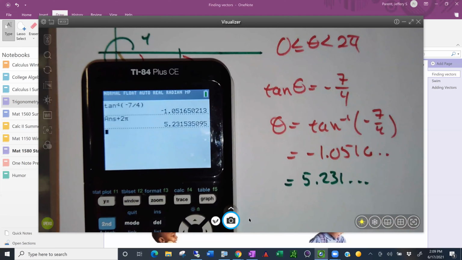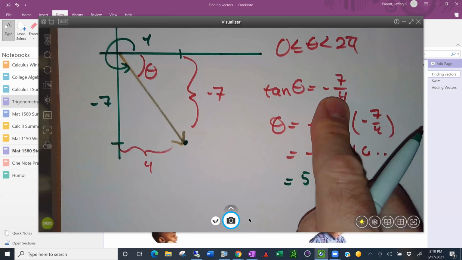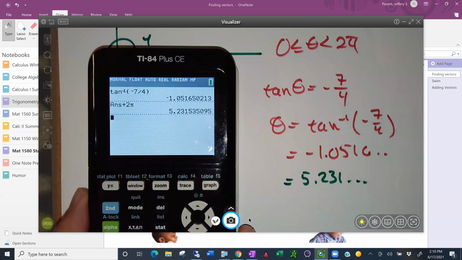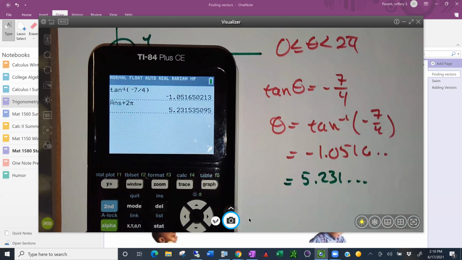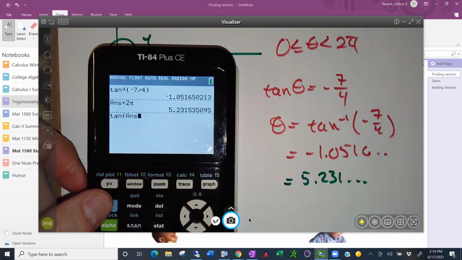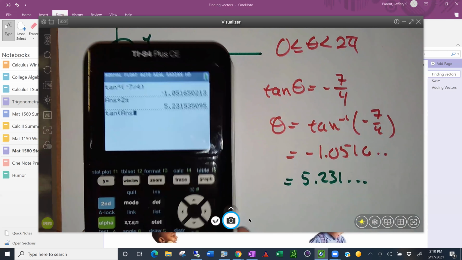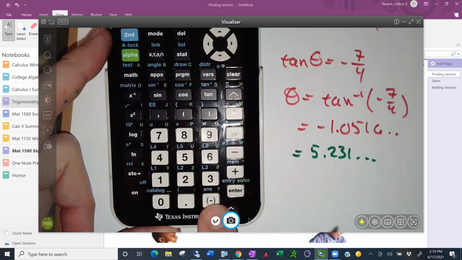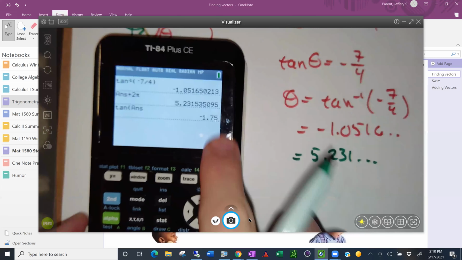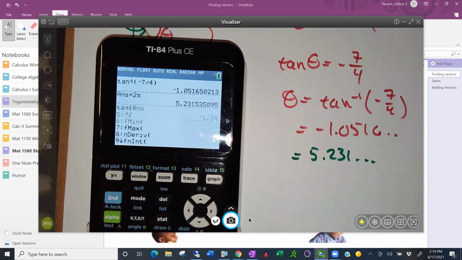Ooh, you want to be clever? Would you want to check it? You want to be able to show yourself that, hey, I nailed it. I got this answer right. You can do that, because this angle should have a tangent of -7/4, which is -1.75. So if I take the tangent of my previous answer, to get that I hit the second key and then the opposite key down here, -1.75. Booyah, nailed it.